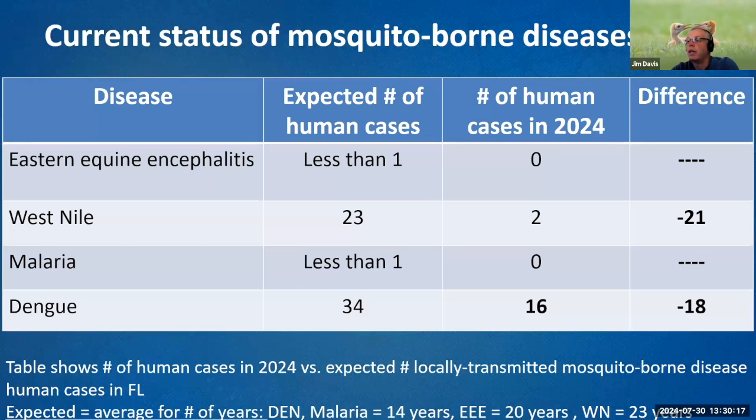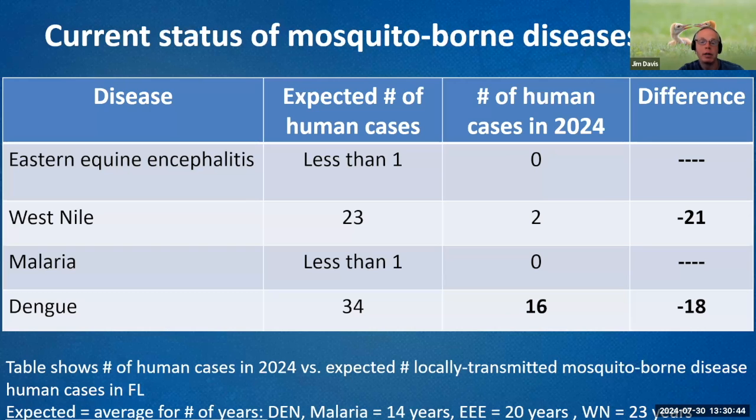All right, so this is something Eva put in: the current status of mosquito-borne diseases in Florida. She said so far in 2024, Florida is on average with the usual annual number of equine encephalitis and malaria human cases, less than 1. We are below average compared to the average number of dengue and West Nile human cases, but we're in the middle of mosquito season. So take that into consideration.